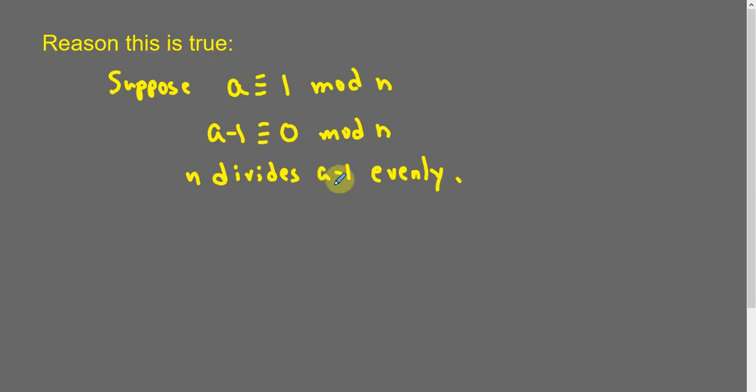Now, a minus 1, I'm actually going to factor that, because we're assuming we can take the square root, right? So a is a number squared. So this is the difference of 2 squares, and back in algebra class we remember how to factor difference of squares. So it's the square root of a minus 1 times the square root of a plus 1. So n divides that evenly.